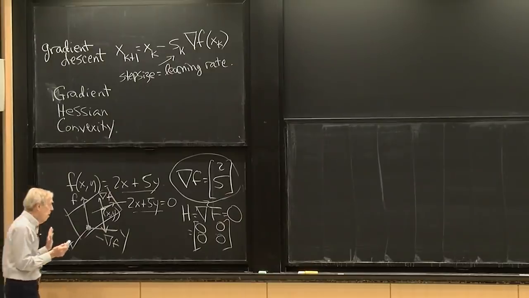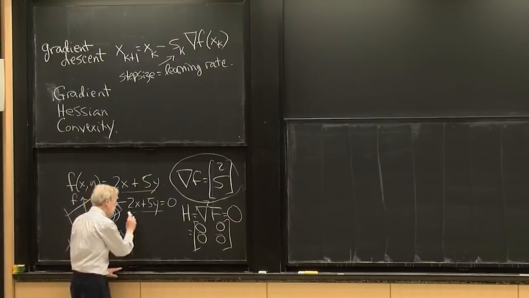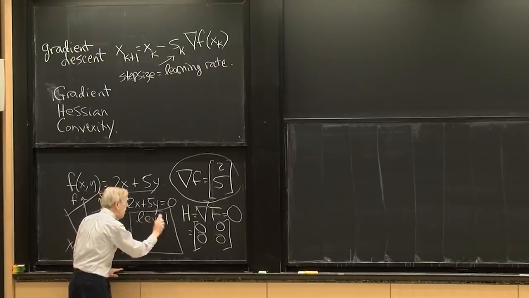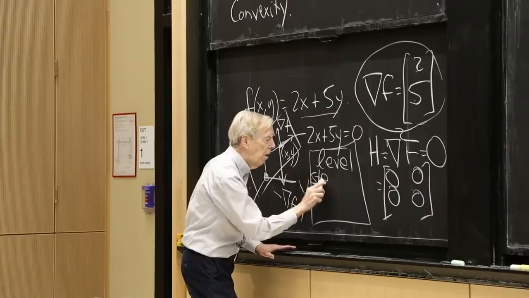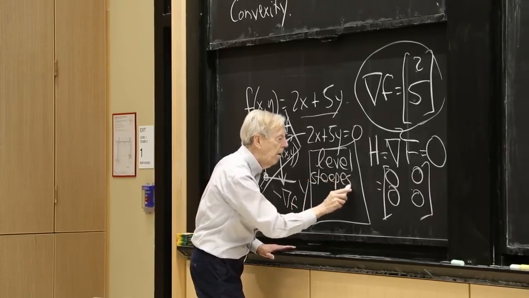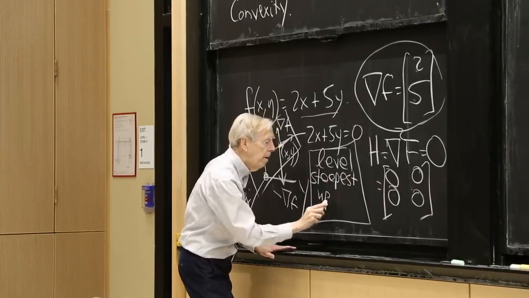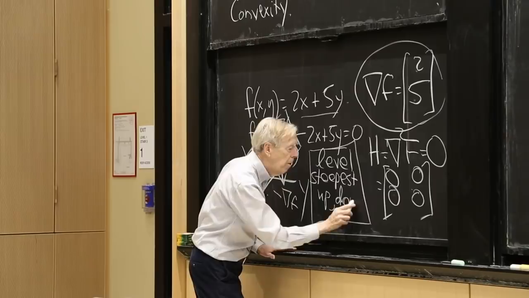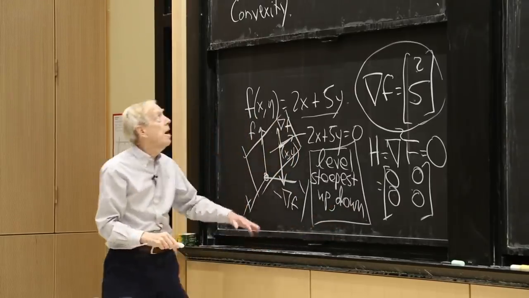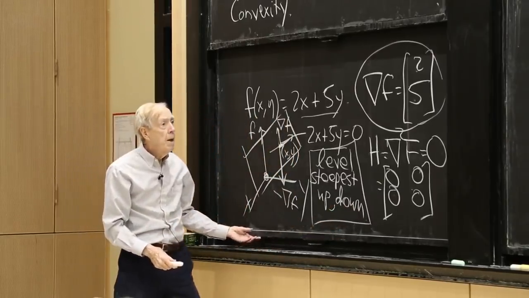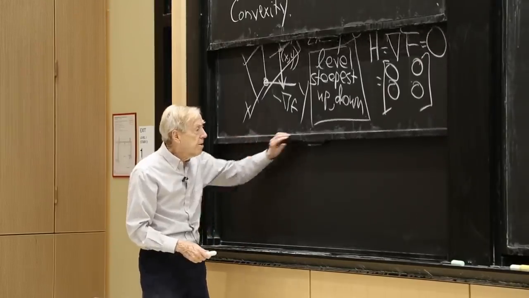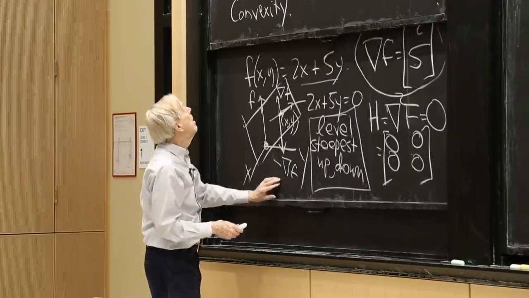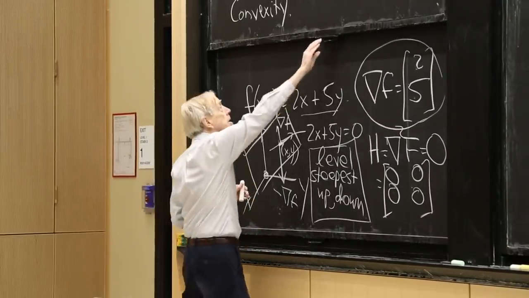All I want to remember is these words. Level, and steepest, up or down. Down with the minus sign that we see in steepest descent. So we're in steepest descent.